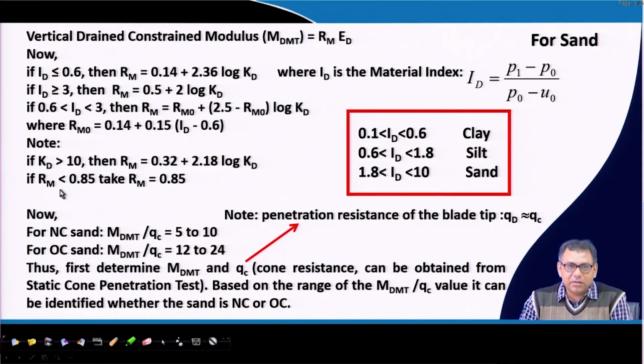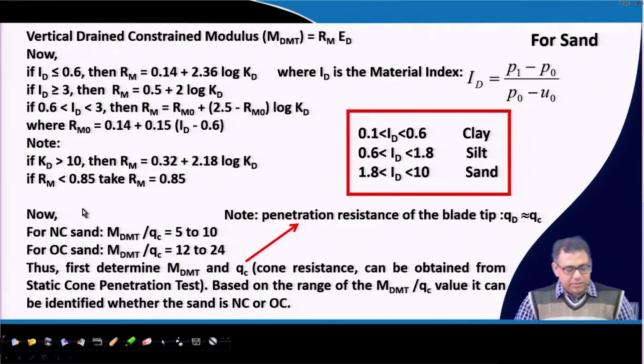Another condition is that if by any chance the above expression gives an RM less than 0.85, then you take RM equal to 0.85. Your RM cannot be less than 0.85. You have to take 0.85 or more.